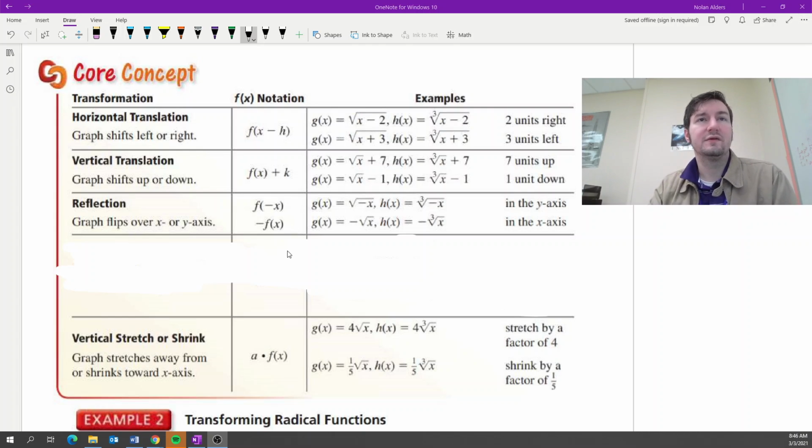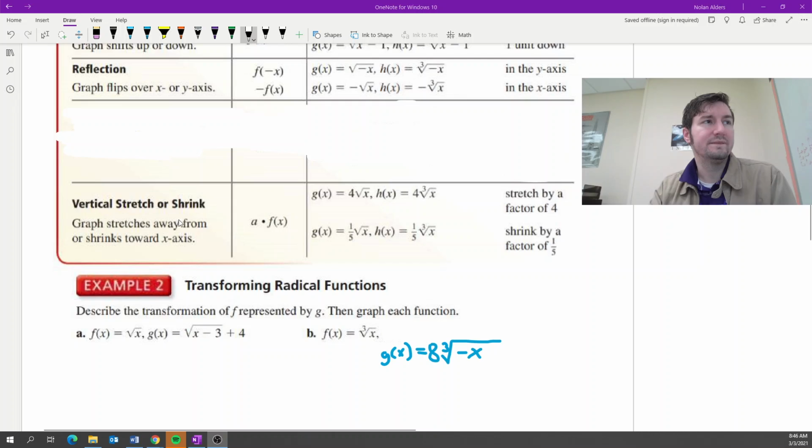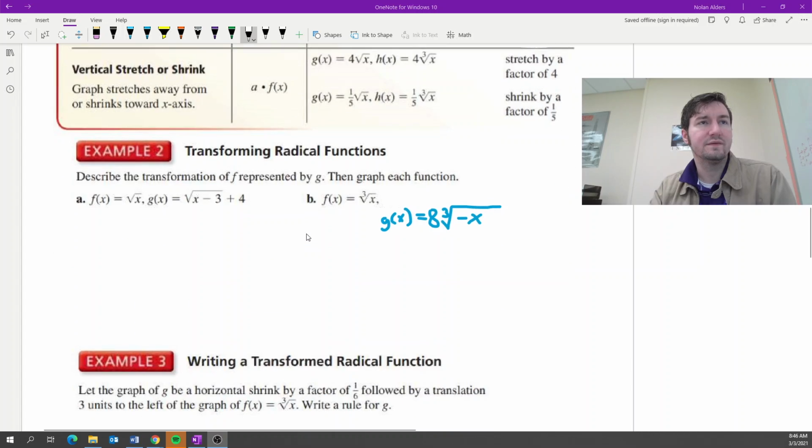Reflections, remember there's two types of reflections, in the x-axis and in the y-axis. If the minus sign is right in front of the x, that's y-axis reflection. And if the minus sign is out front like this, then it's in the x-axis. Then we have stretches and shrinks.